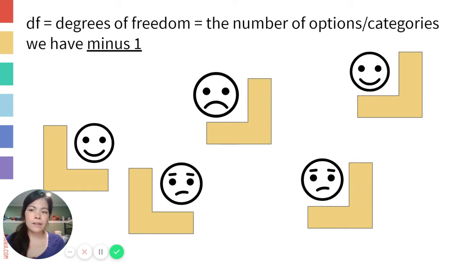So the idea is that when we're thinking about who's free or the amount of freedom that we have, it's always going to be 1 less than the number of options or categories that we have. So degrees of freedom is going to be however many categories or options we have, minus 1. Here we have 5 chairs minus 1, so this would have 4 degrees of freedom in this example.